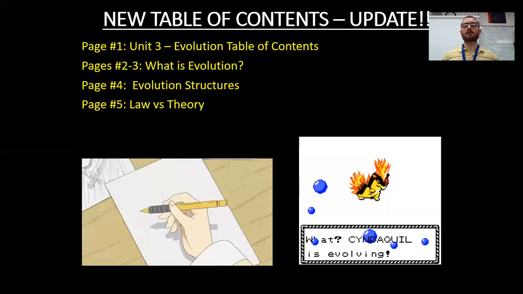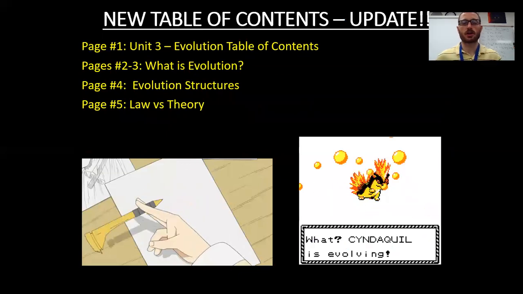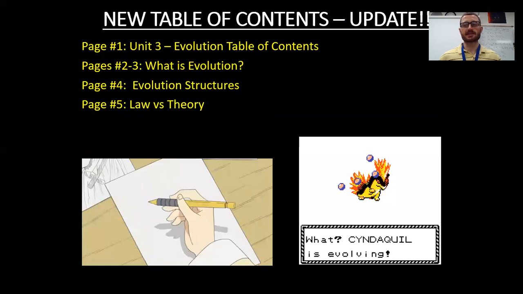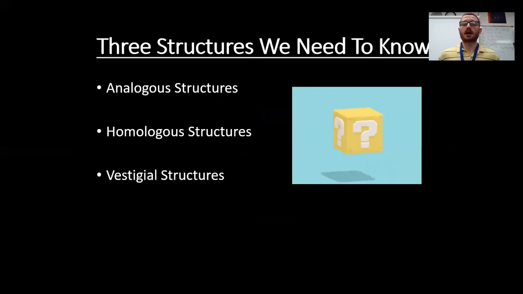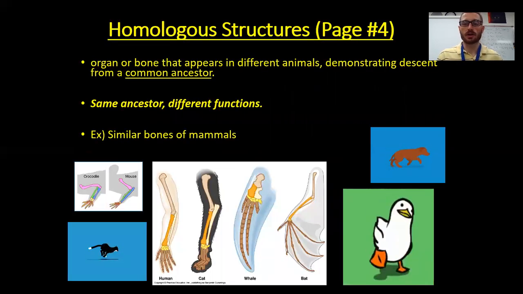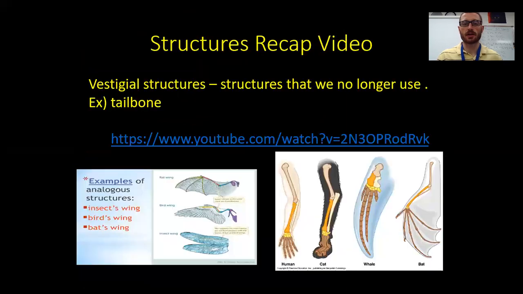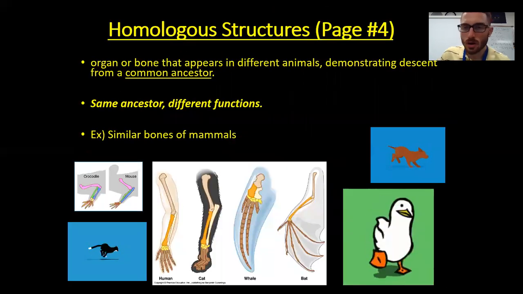All right, go ahead and update your table of contents to page 5, law versus theory. We'll just start that today. We won't finish it, but we will briefly start it. Okay, 3 structures are analogous, homologous, and vestigial. And we already know vestigial, so let's go to that. I can't skip that. Okay, so go ahead on page 4.